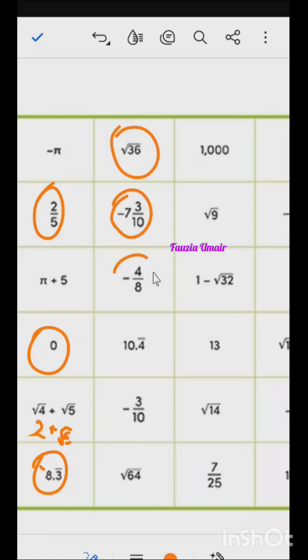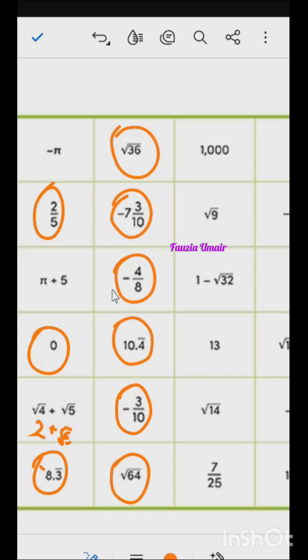Minus 4 by 8. Rational. 13.4 with a bar, recurring, is rational. This whole number is also rational. 1000. Rational number. Square root of 9. Rational. 1 minus square root of 32. Irrational.